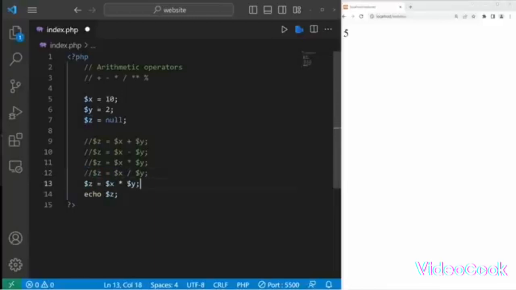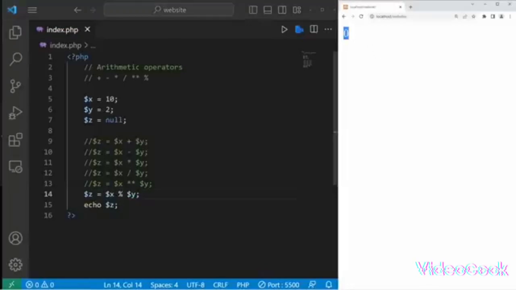To raise a base to a given power, you use double asterisks. 10 to the power of 2 is 100. 10 times 10 is 100. Then we have the modulus operator. That will give you the remainder of any division. X modulus y. Well, 10 divides by 2 evenly.